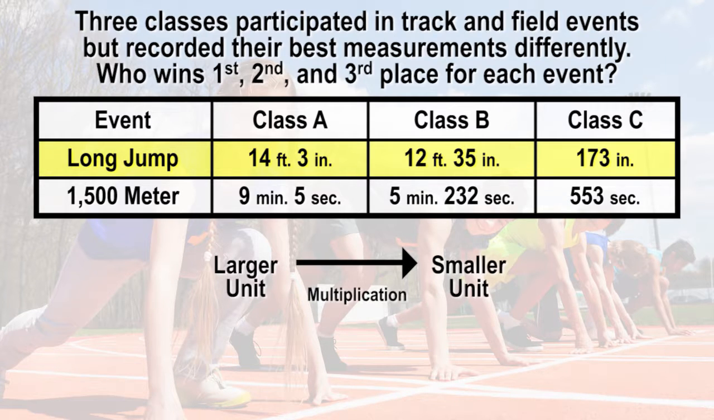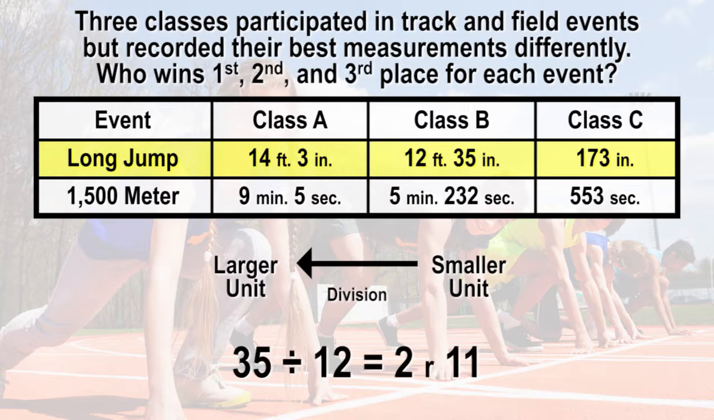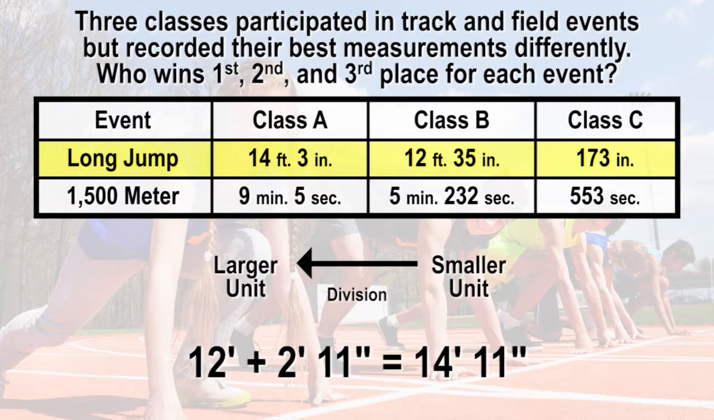Is there an operation we could use to convert a smaller unit to a larger one? Since division is the opposite of multiplication, perhaps division could be used. For our problem, we could divide 35 inches by 12 inches. We get 2 with a remainder of 11, so yes, that is the same answer. So Class B's long jump was 12 feet plus 2 feet, 11 inches, or 14 feet, 11 inches.